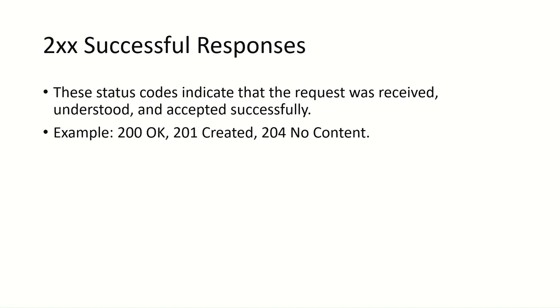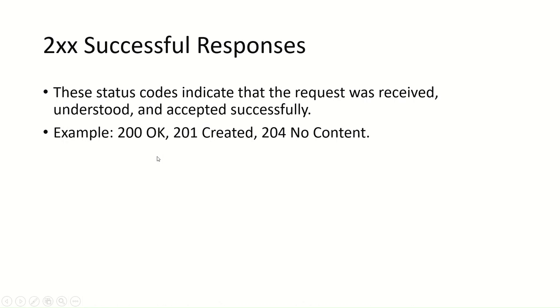Now let me give you the example of 204, which is no content. So let's say you have developed one delete API, and you are using that delete API only to delete the record from the DB, and you are not returning anything to the client as a response. Then in that case, you should use the 204 HTTP status code for that API. So these are the various examples of 2xx HTTP status codes, like 200, 201, 204.